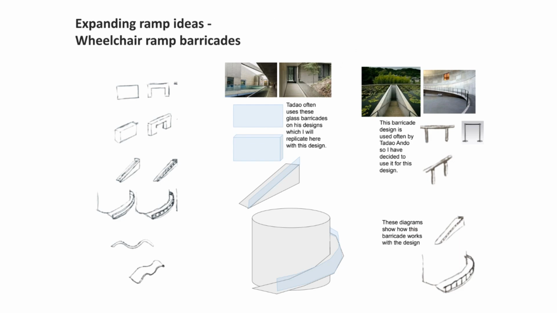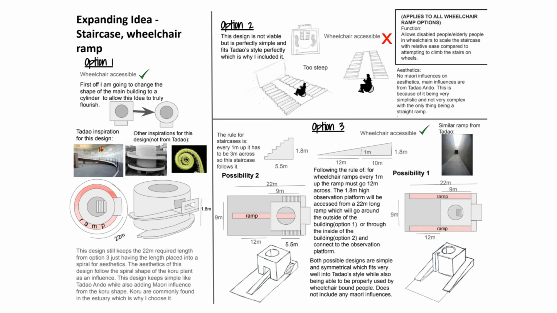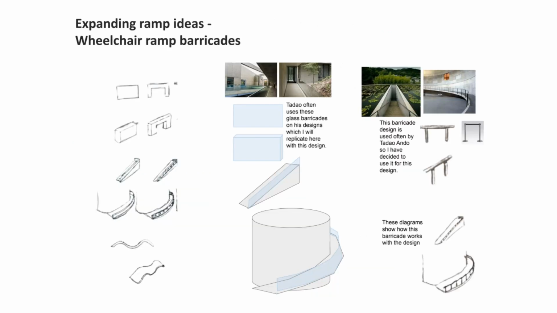And I think this is, we've still got two more. Second to last one, so they've looked at extending the idea of a staircase or a wheelchair ramp. They've given different options and they've talked about it. They've given technical details and they've given visual details. So technical and visual details about the possible options and then choosing the best one. And extending ideas again, they're just looking at wheelchair ramp barricades and what's going on there.